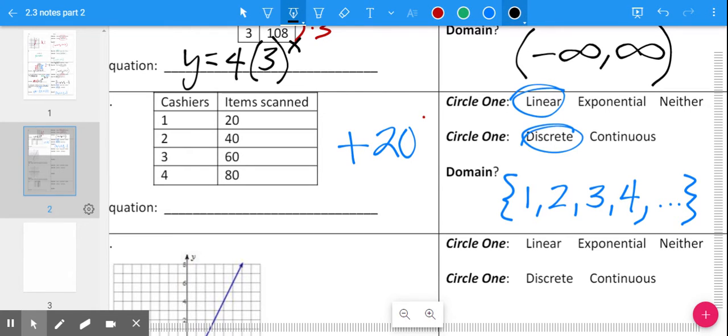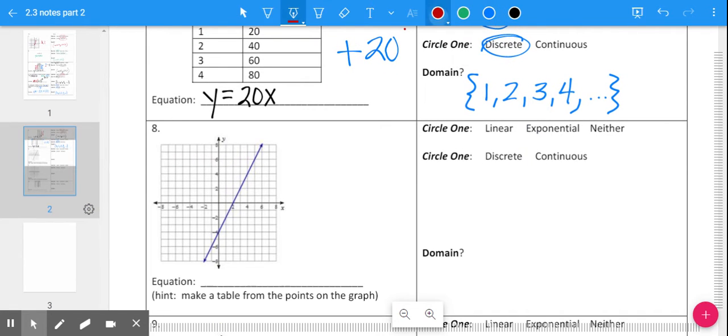And when we write our equation, we have y equals, our rate of change is 20, rate of change is always touching x, and then our beginning amount. So if we're adding 20 going down the table, if we subtract 20 to get that 0 amount, it ends up 0. So we're done with our equation.